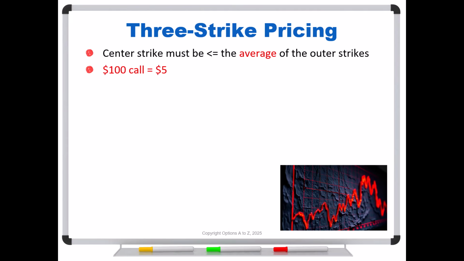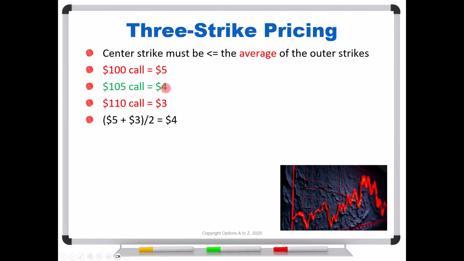So for example, let's say that you're looking at the $100 call trading for 5, the 105 call trading for 4, and the 110 call trading for 3. There are 3 consecutive strikes, same stock and same expiration. So what this relationship is saying is that this center strike right here, the price at 4, has to be less than or possibly equal to the average of the outer two. So the outer two are 5 plus 3 is 8, divided by 2, and that gives us 4.